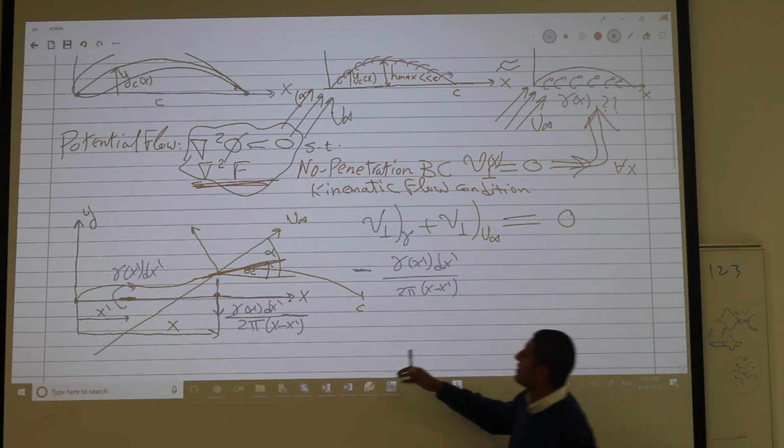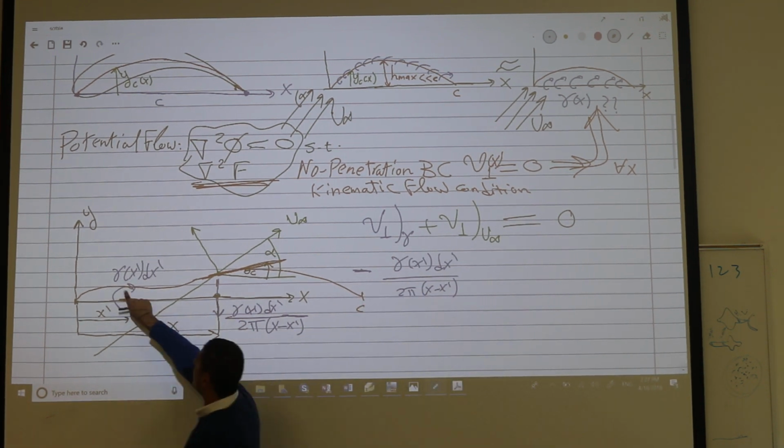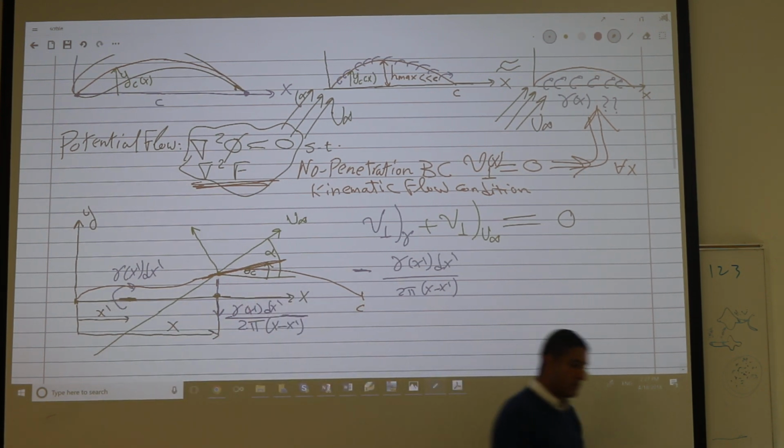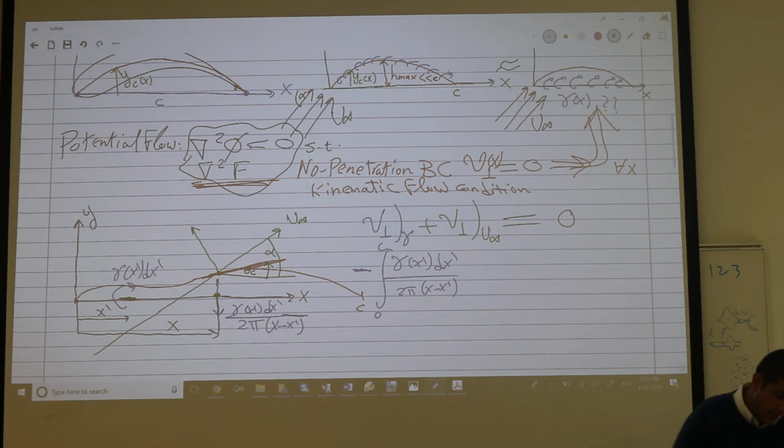But this is not the total V due to all the gammas. This is due to only one of them. And I need to sum all of them because it's continuous. The summation becomes an integral, okay? This guy plus the other one. Can you tell me what's the other one, the green one?